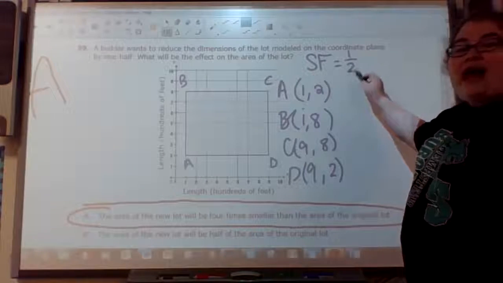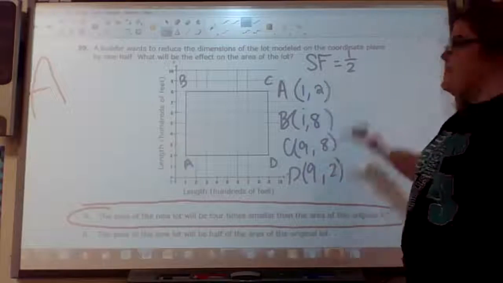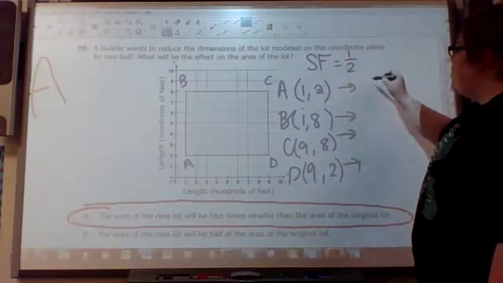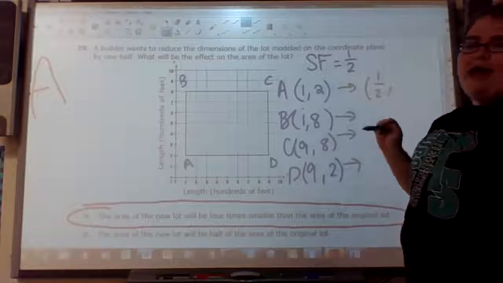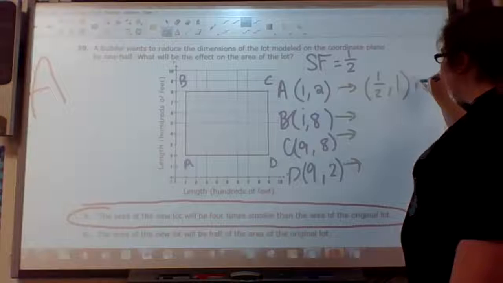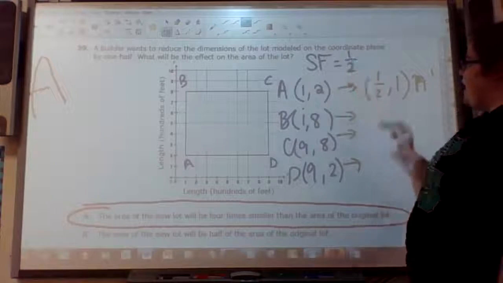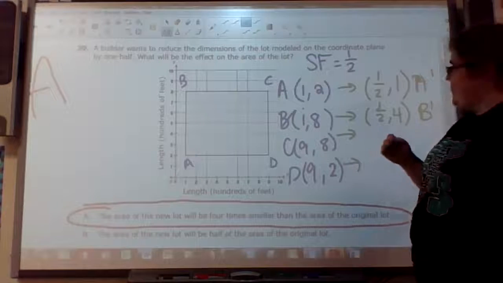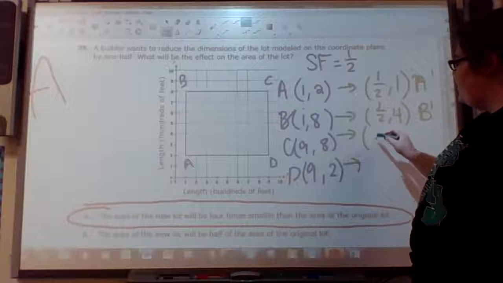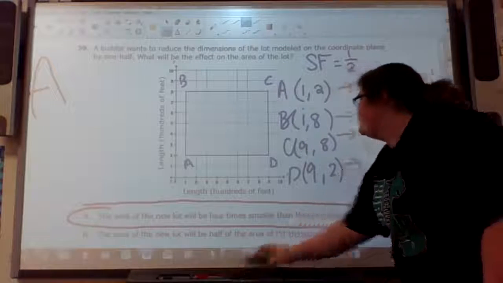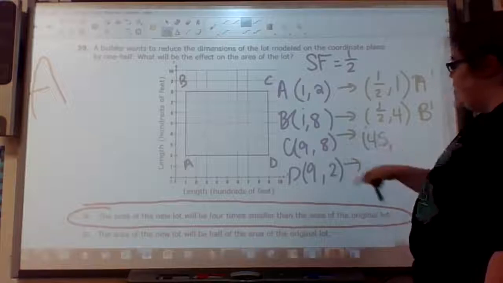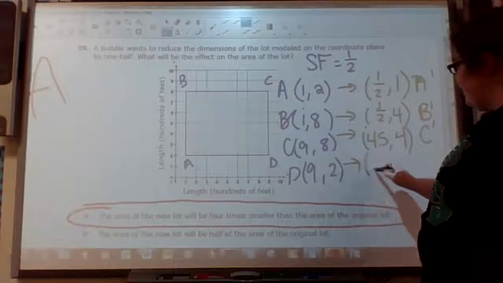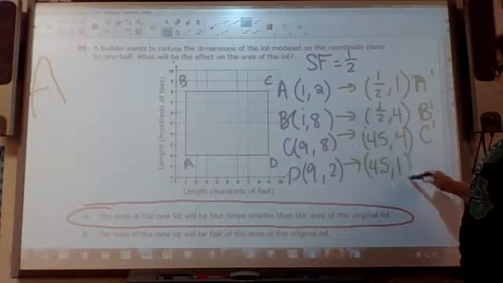If I am doing the scale factor 1/2, I am multiplying every single x and every single y by 1/2. So that means my new points: 1 times 1/2 is 1/2, 2 times 1/2 is 1. That would be my A prime. 1 times 1/2, 1/2. 8 times 1/2, 4. That would be my B prime. Then 9 times 1/2 is 4.5. 8 times 1/2 is 4. That would be C prime. 9 times 1/2, again, 4.5. 2 times 1/2 is 1. That would be my D prime.